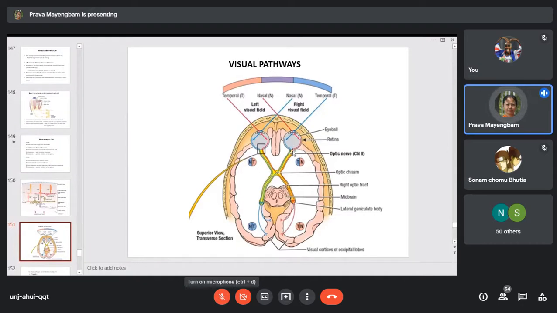Okay, so the optic nerve which is coming from the left eye has two fibers, two tracks, one nasal and one temporal, and the right side also has two tracks, the nasal and the temporal. The ones coming from the nasal portion crisscross here in the optic chiasm. This superior view is a transverse section of the head, and that is called the visual pathway.